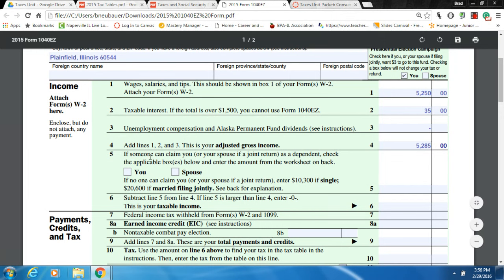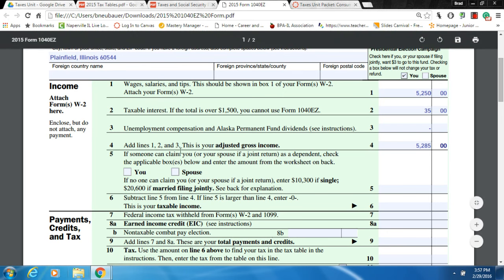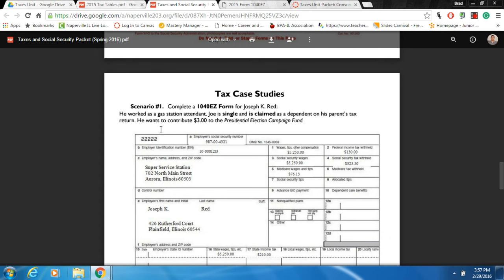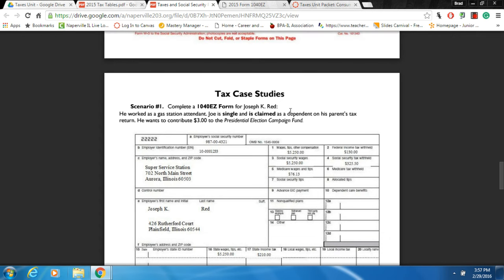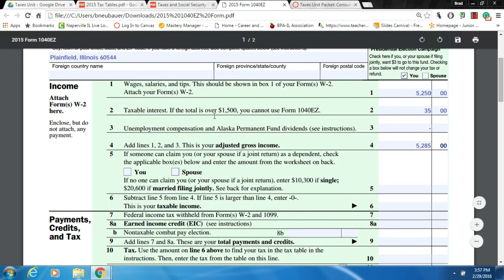Okay, next on line 5 is where you guys get confused. A lot of people get confused here, so I'm going to try to explain this as best as I can on this video. So line 5 says, if someone can claim you or your spouse as a dependent, check the applicable box below and enter the amount from the worksheet on the back. Well, we've already said back in our scenario, if we go back to it and scroll up, that Joe is single and is claimed as a dependent on his parents' tax return. So somebody can claim Joe as a dependent. So what we want to do is we need to check this box, okay?